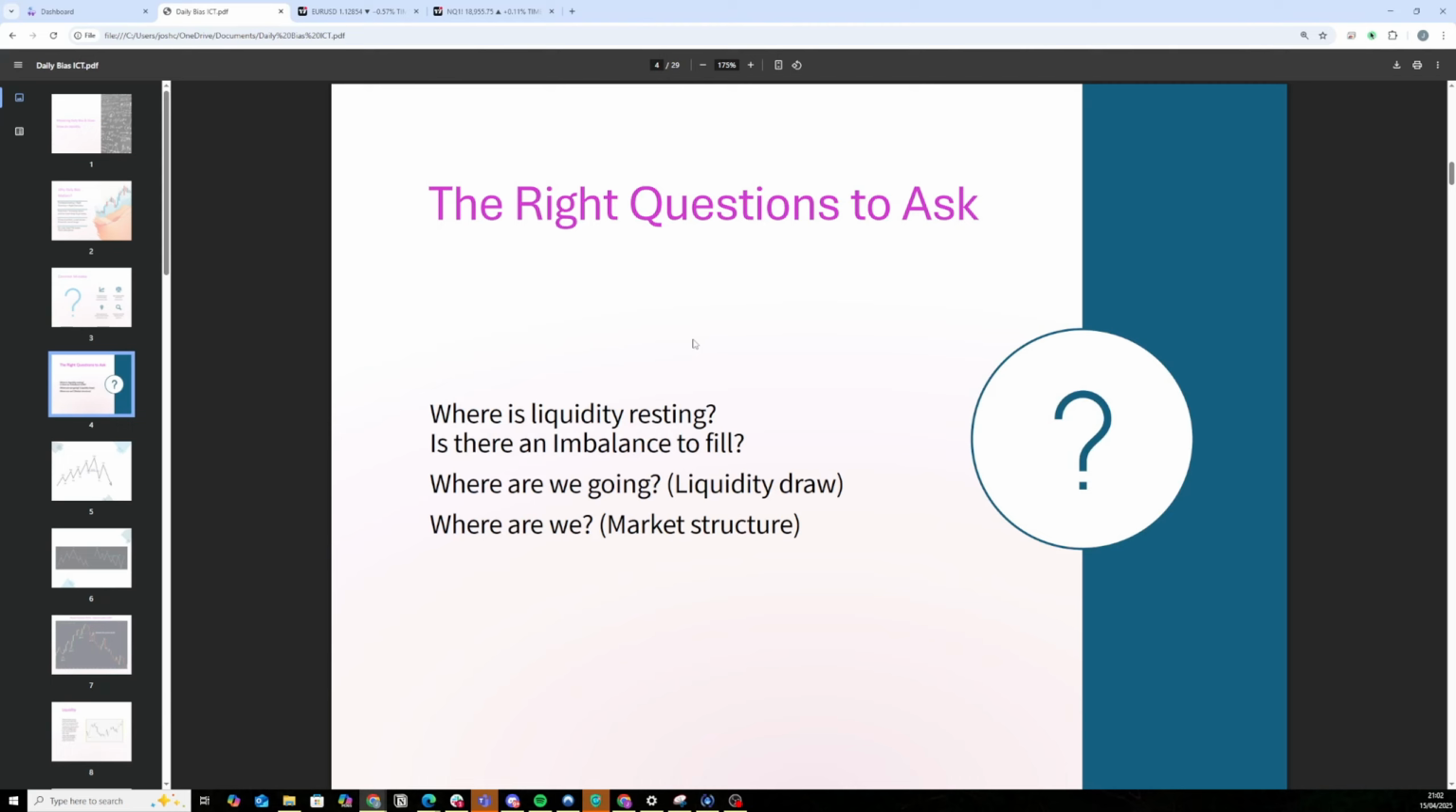So some of the right questions to be asking when loading up the charts and thinking about daily bias, about where your bias to go long or short is today, is: where is liquidity resting? Are there any imbalances to fill? And again, where are we going? Where's our draw for the day? And then you also need to take into consideration, where are we? What is the market structure telling me? Is it telling me that we're bullish or we're bearish? These are things that you need to be considering.